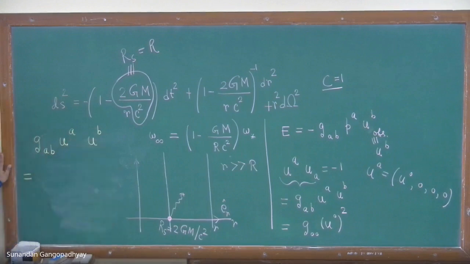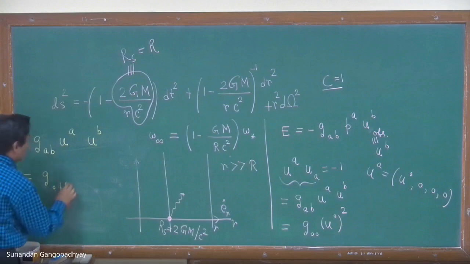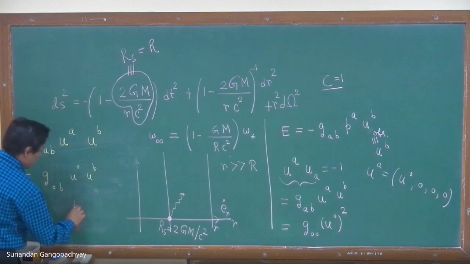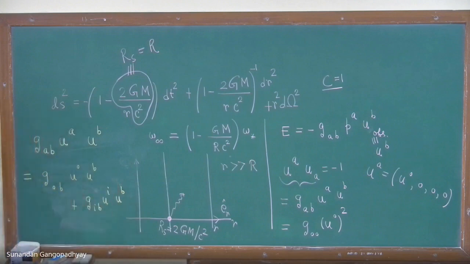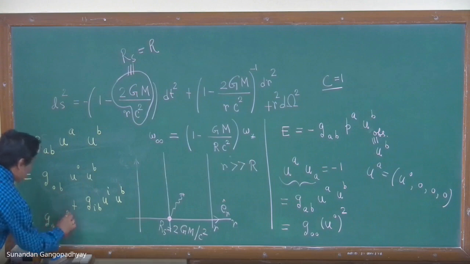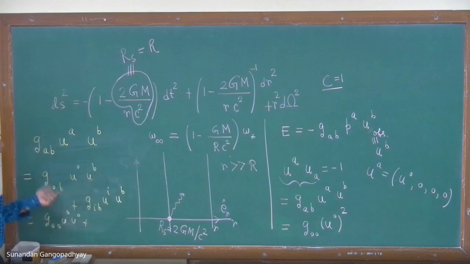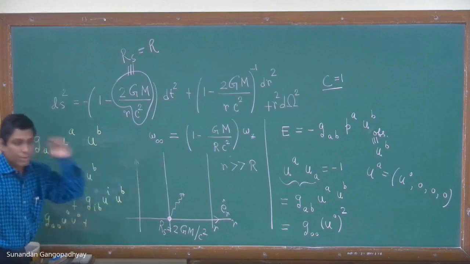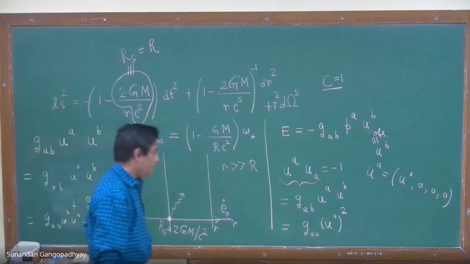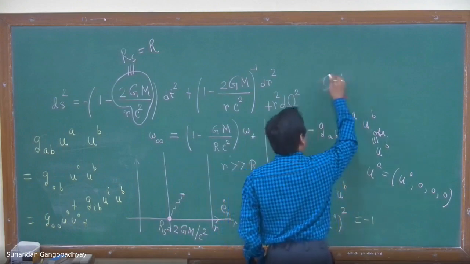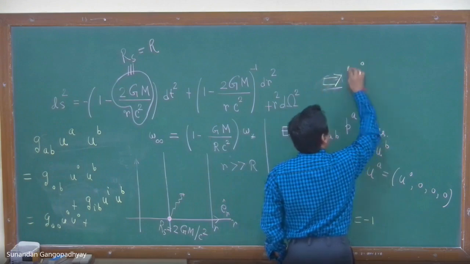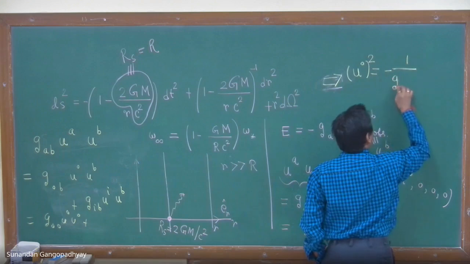So these are repeated indices, so it is summed over. So you just sum it: g00 u0 u0, plus u0 u^i, where i is running from 1 to 3. And now you expand: g00 u0 u0, plus again the i component, but g0i is zero since it is a diagonal matrix, so that is gone. And u^i is already 0 because there are no spatial components, so that part is gone, so only the g00 term survives. Right? Now this is equal to minus 1. This implies that u0 squared is equal to minus 1 by g00.